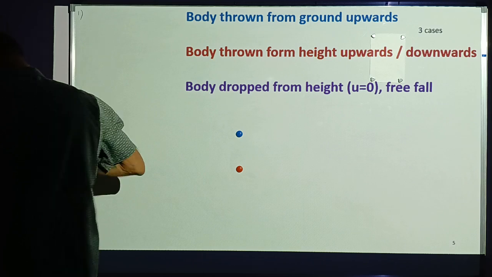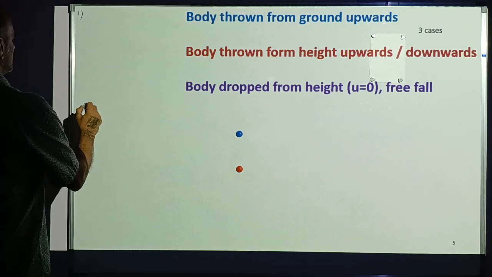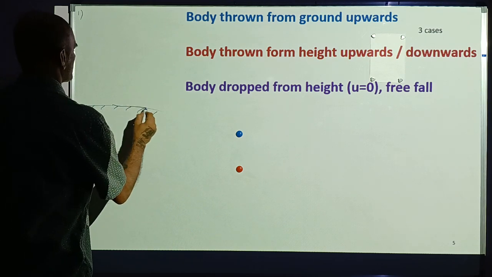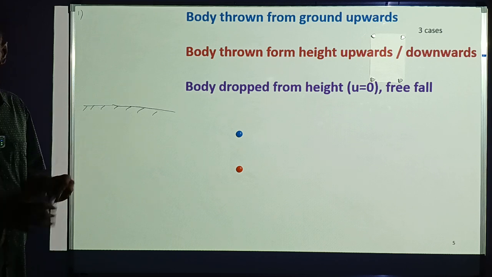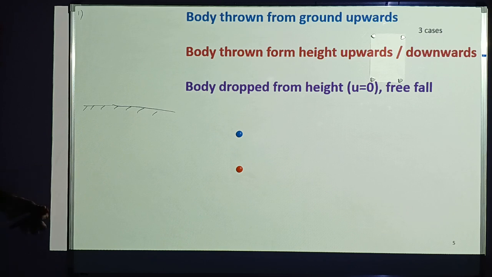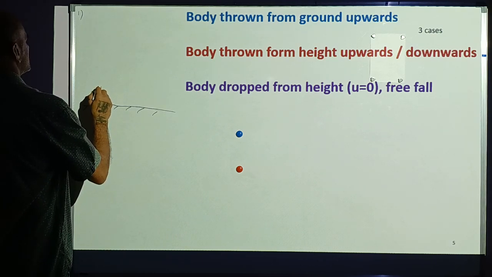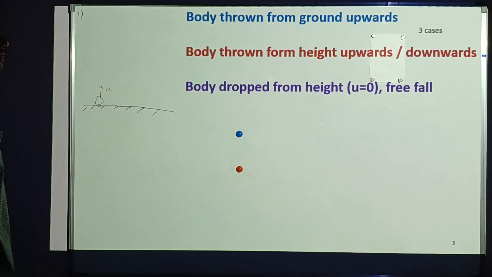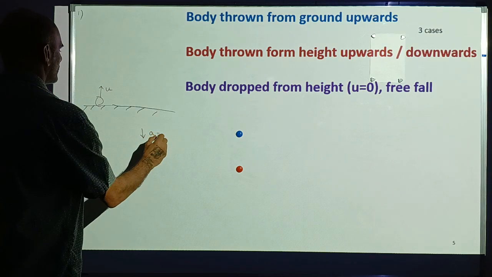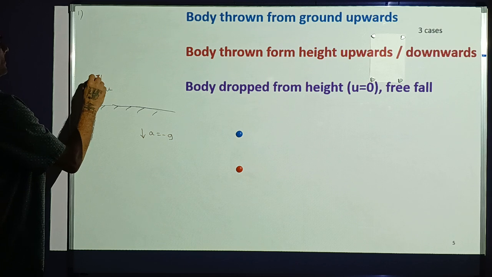First one, so there is the Earth's surface. And the body is thrown upwards, say with the initial velocity u. The Earth's gravity is downwards, which is opposite the motion. So the velocity will keep on decreasing as it moves up.